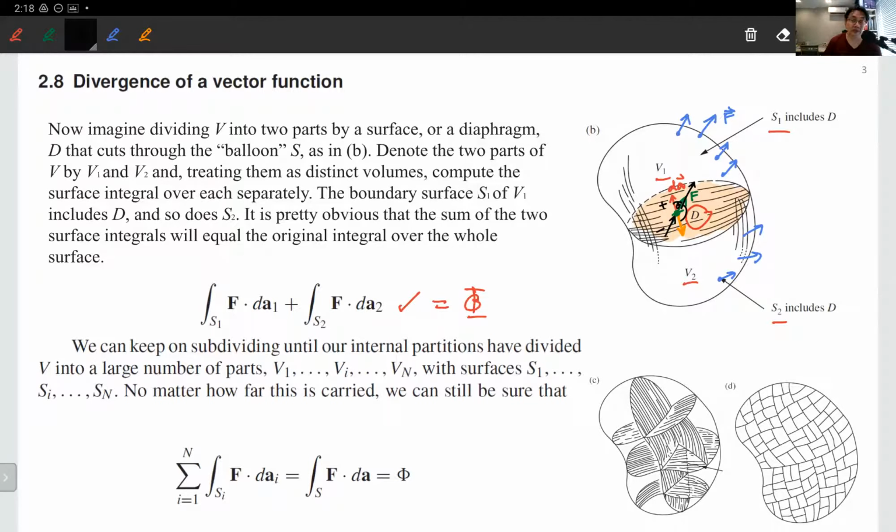Alright, so at the end, the overall effect will still be just the outer surface. Only the flux on the outer surface is going to give you a non-zero contribution. It could be zero, but I mean, it will be just the outer surface that contributes to the net flux on this whole surface.